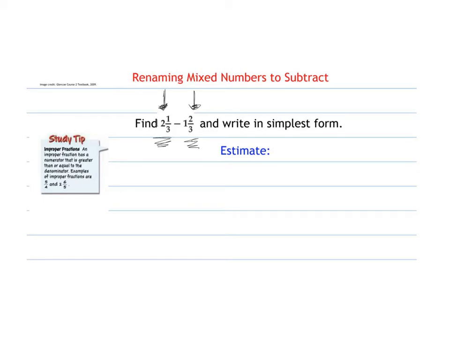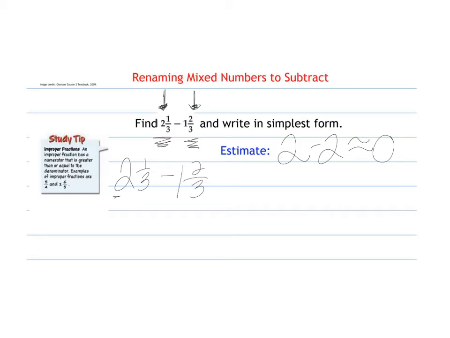So first, if we estimate, 2 and 1/3 is close to 2, and then we estimate 1 and 2/3 is closer to 2, so it's going to be close to 0, but we know that we're going to have a little bit left over. So let's look at this: 2 and 1/3 minus 1 and 2/3.